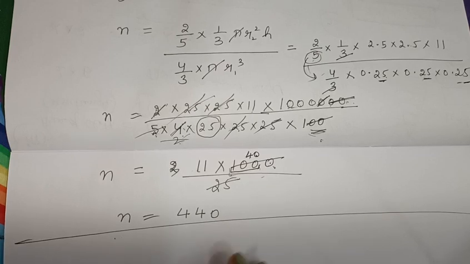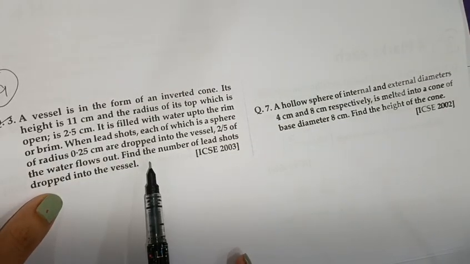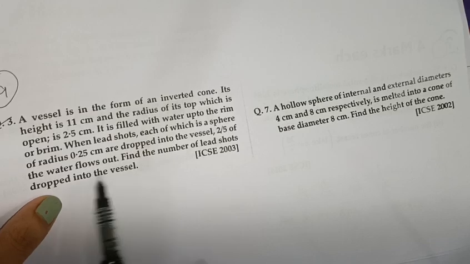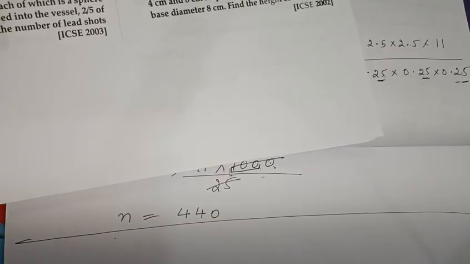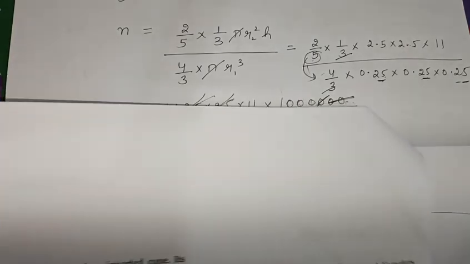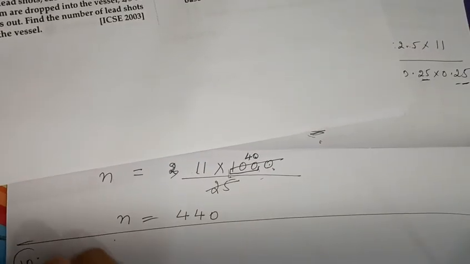You have to write, what was the question? This one, find the number. So write this sentence from question itself. You can refer, the number of lead shots dropped into the vessel is 440. So with this question is also done. So 9 questions till now we have done. Now 10th question I am going to do.